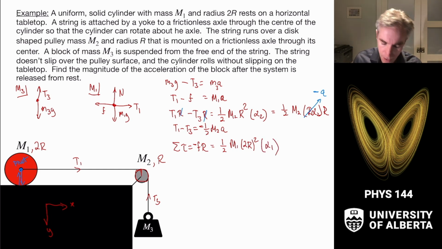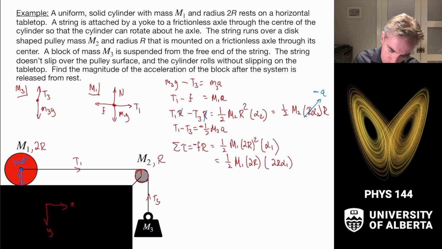So alpha 1, the angular acceleration of object 1, we have the relationship that, again, we've defined positive angle in the counterclockwise direction, but as it's accelerating linearly, it goes in the opposite direction. So we get the relationship that 2r times alpha 1 is negative a. So this is going to give us 1/2 m1 times 2r is equal to 2r alpha 1, and I've argued to you right now that this is equal to negative a.